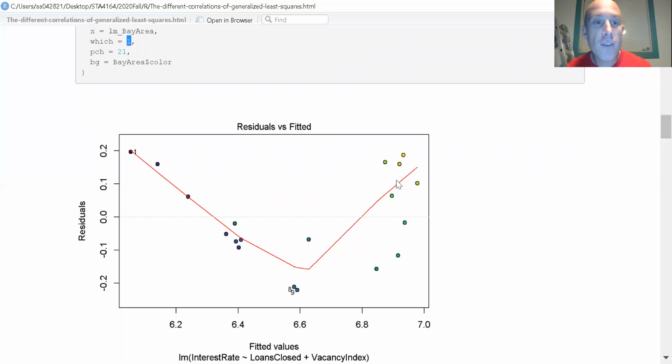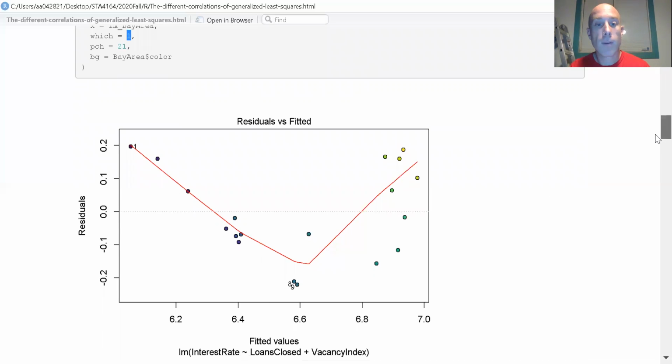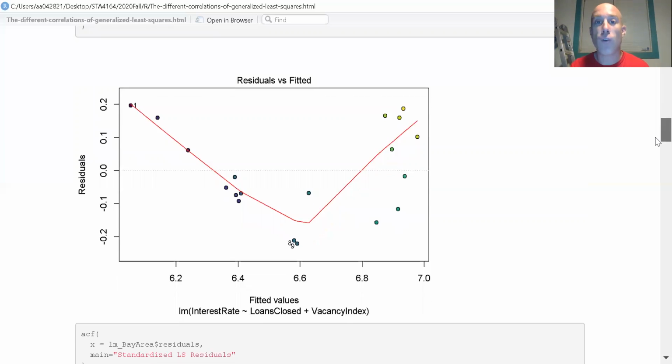Furthermore, I can see that it's going dark to light on the colors. Remember, the larger interest rates were with the lighter colors and the lesser interest rates were with the darker colors. So I can see that the residuals have this pattern, and the pattern is going along with the target variable. All right, so there's definitely a problem in this. So I know I cannot trust this model.